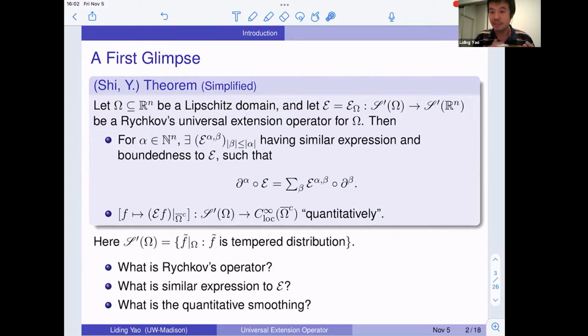What is the Rychkov extension operator? And then we talk about the expressions of this E alpha beta. So what is the expression of this E? And then finally, I will spend maybe 1 or 2 minutes to talk about those characterizations. What kind of quantitative estimate do we have for the space?